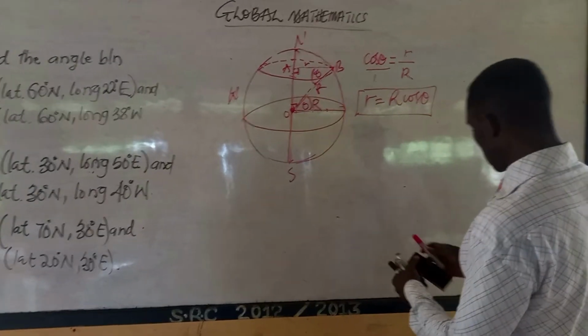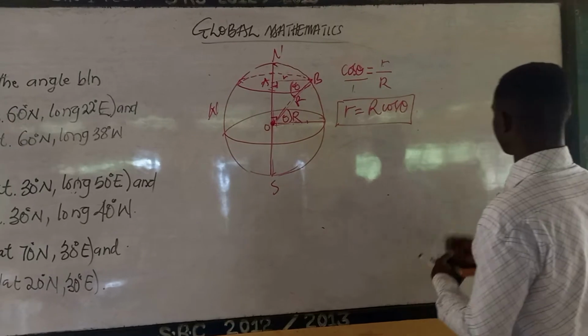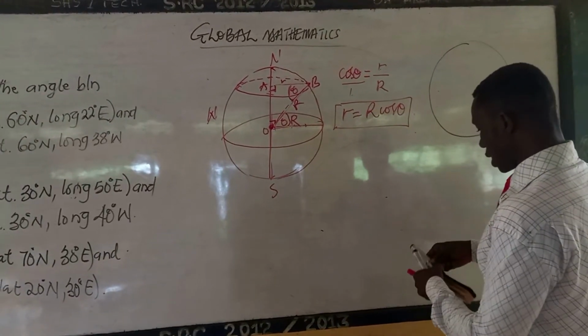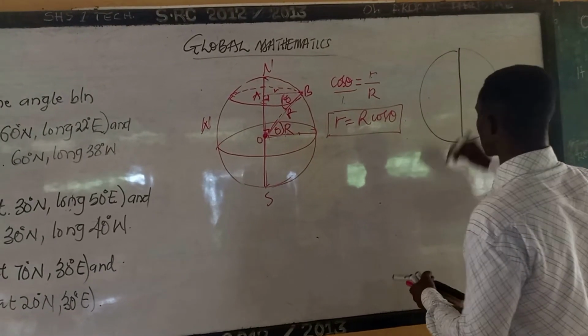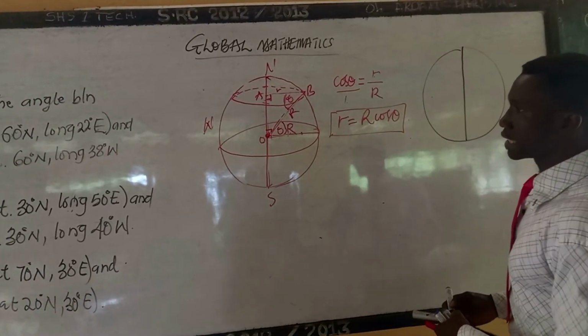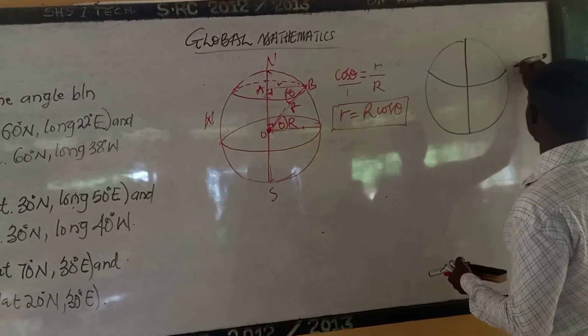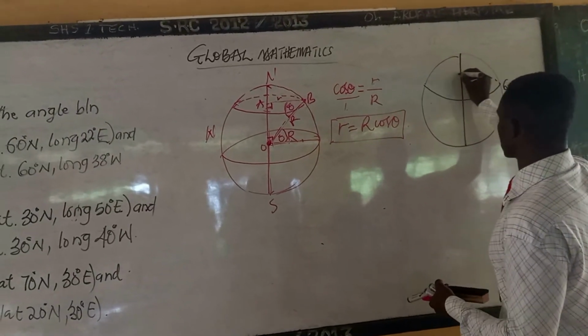Now, let me draw this. This is my earth. First, I'll have to draw the axis of the earth. This is the axis of the earth. And latitude 60 degrees north will be here. This is my latitude, 60 degrees north. And the latitude, I said earlier, has to form a circle.